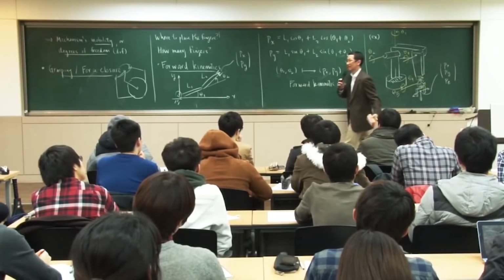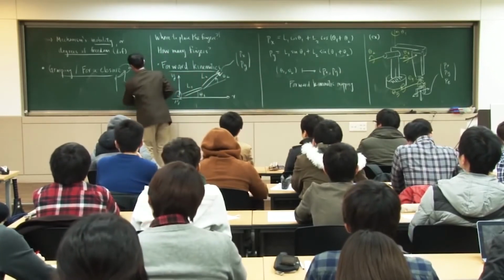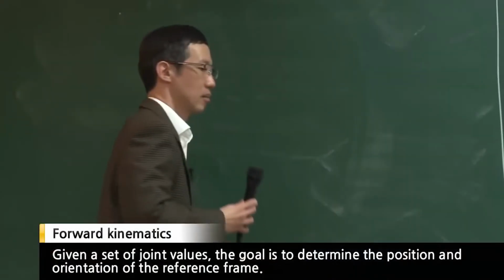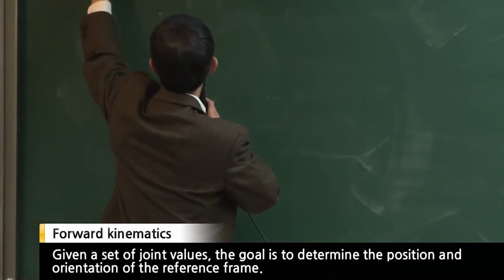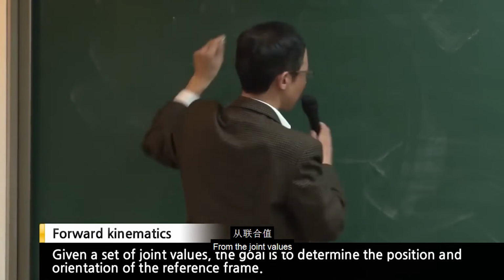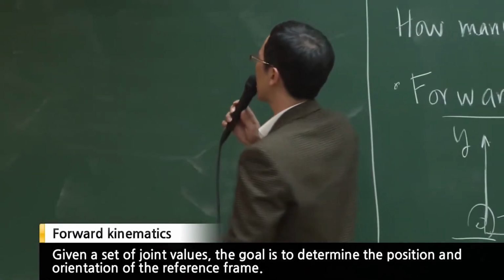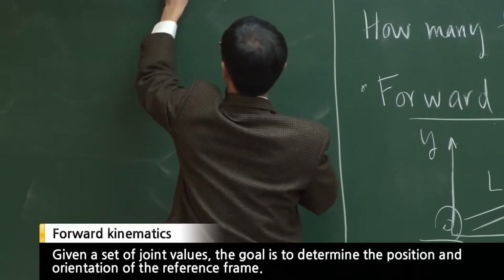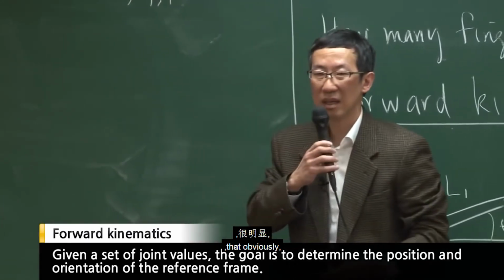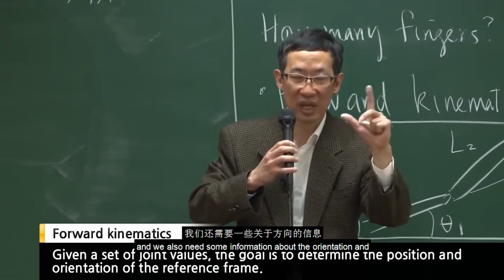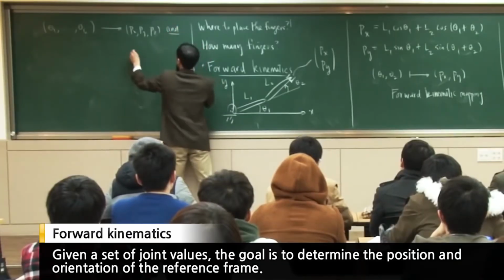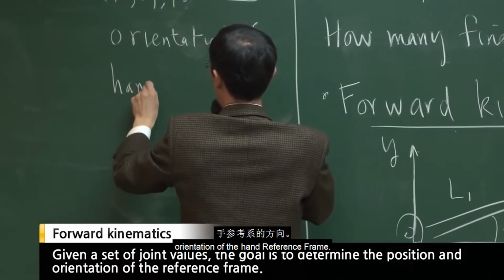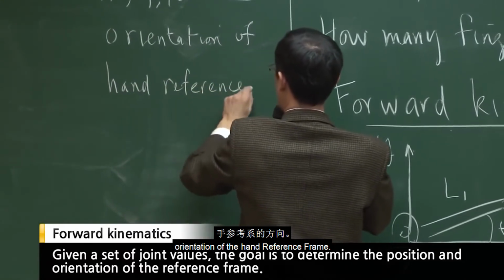To describe the forward kinematics, we need a mapping from the joint values, theta 1 up to theta 6, to that, obviously. And we also need some information about the orientation, right? So, the orientation of the hand reference frame.